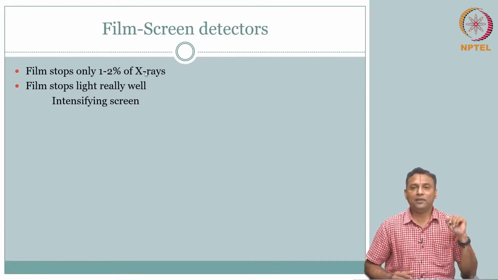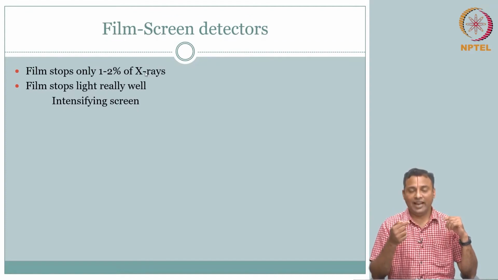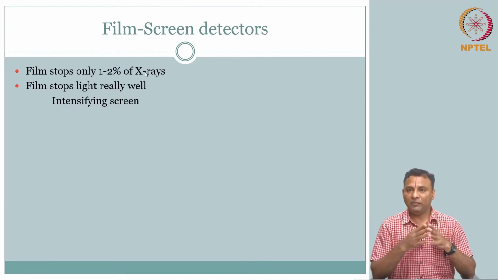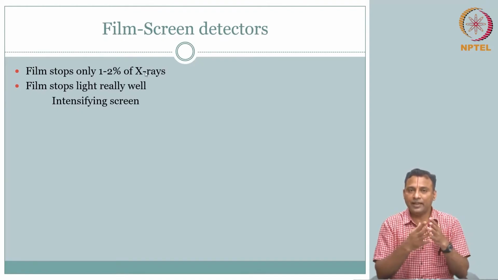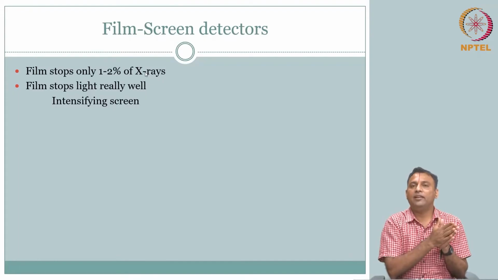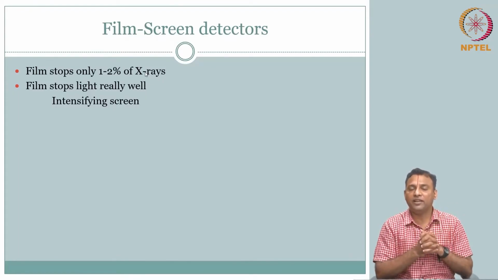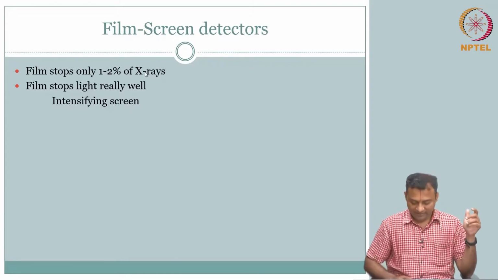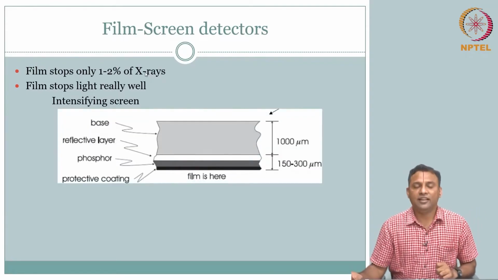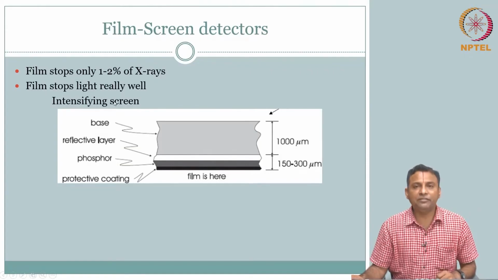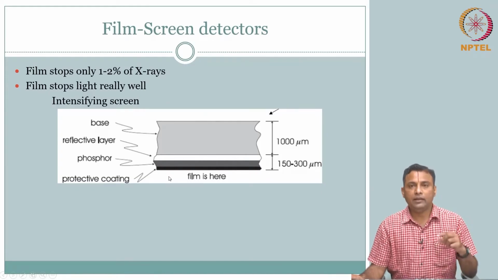The objective is simple. On one side I have X-ray photons coming. Can I somehow convert this X-ray energy into maybe visible light, and then the light photons can go and expose my photographic film? That's what your intensifying screen did. Here what you see is just a cartoon or a sketch of a typical one.